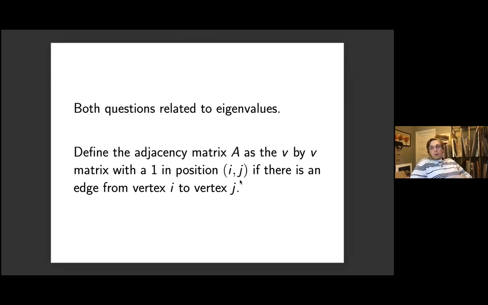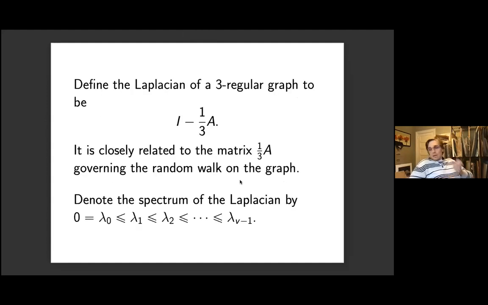And you study both of these questions quite simply using linear algebra. So you define the adjacency matrix as the square matrix of size equal to the number of vertices, with a 1 in position ij if there is an edge from vertex i to vertex j. So you have to number the vertices, but it doesn't matter how you do it. And this gives you the symmetric V by V matrix, where V is the number of vertices. And often graph theorists and probabilists work directly with the adjacency matrix.